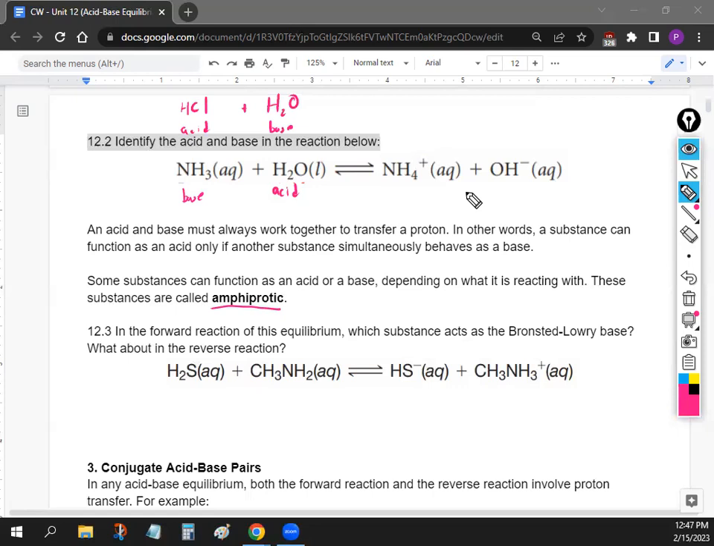We'll talk about that too. Is there a set amount of stuff that can do that, or does it just change? So technically everything is amphiprotic. Some are just more inclined to be than others. We'll talk about that too in a bit.